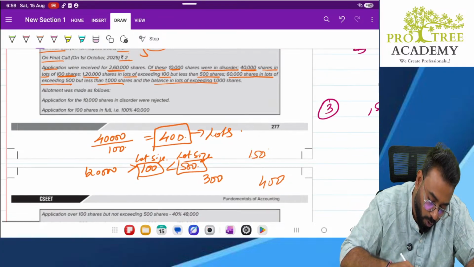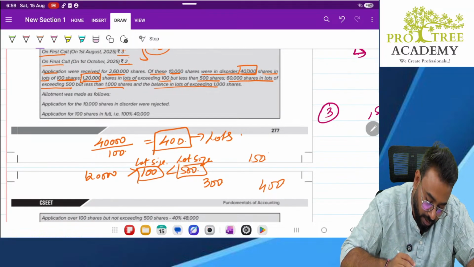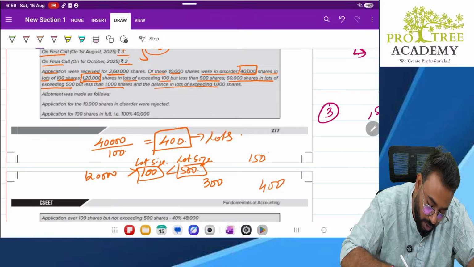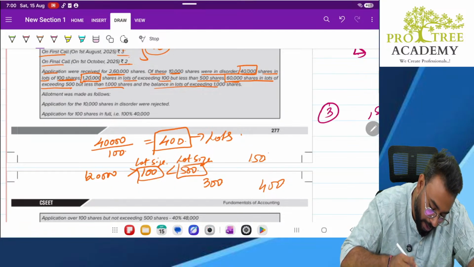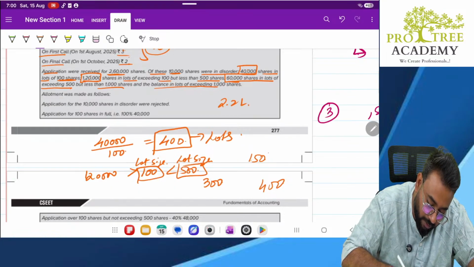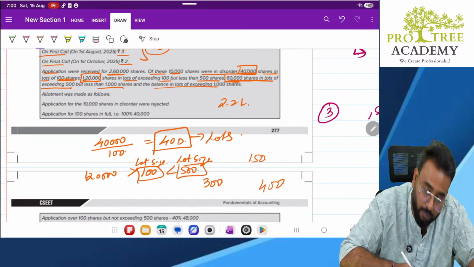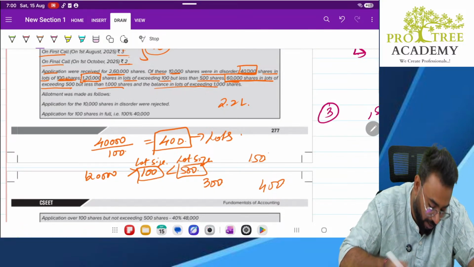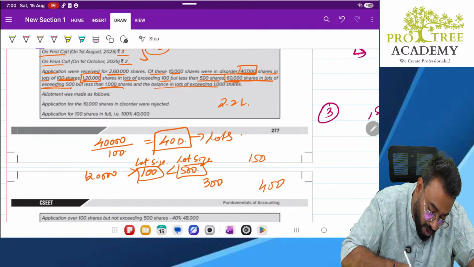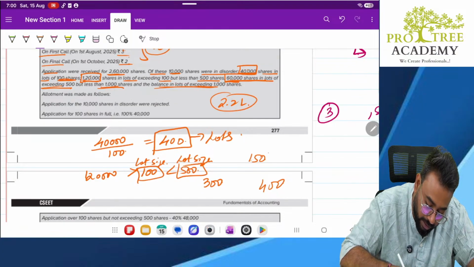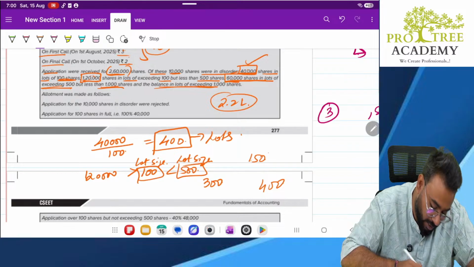Next, how many in total have we received? 40,000 here, 1,20,000 there. 40,000 plus 1,20,000 is 1,60,000. 1,60,000 plus 60,000 is 2.2 lakhs. They have given all this explanation: 40,000 applied in lots of 100, 1,20,000 applied in lots of more than 100 but less than 500, 60,000 applied in lots exceeding 500 but less than 1,000. They have not given the balance, the balance in lots exceeding 1,000. How do we find out the balance, sir? See, how many total applications? 2.6 lakh. If you total this, what is the amount we are getting?